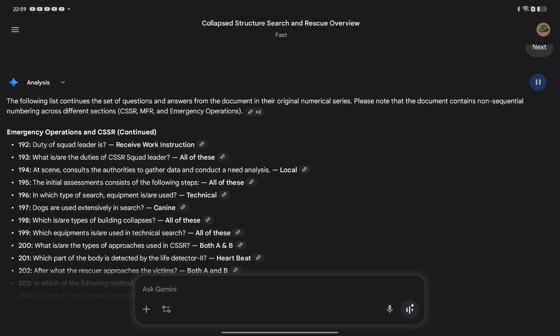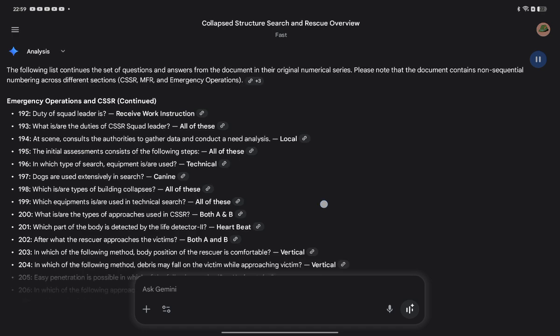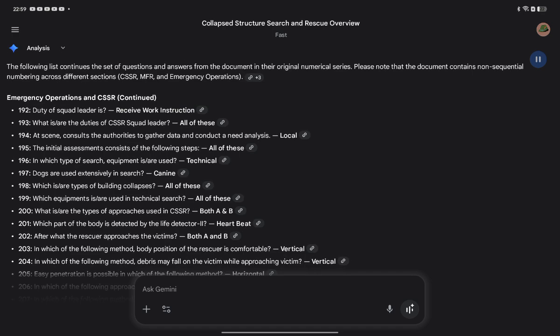The following list continues the set of questions and answers from the document in their original numerical series. Please note that the document contains non-sequential numbering across different sections: CSSR, MFR, and emergency operations. Emergency operations and CSSR continued.